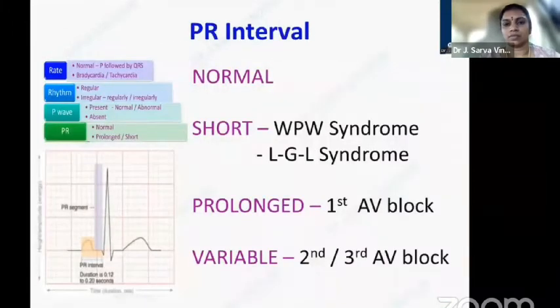Having seen the rate, rhythm, and the P wave, next is going to be the PR interval. The PR interval occurs because of the intrinsic delay in the conduction of the impulse in the AV node. This is essential for the atria to completely empty the blood into the ventricle and for the ventricle to be completely filled before it begins to contract. So this intrinsic delay is normal. So what all can happen in the PR interval? This can become short when there is any accessory pathway like WPW syndrome or Lown-Ganong-Levine syndrome, or it can be prolonged or it can be variable.